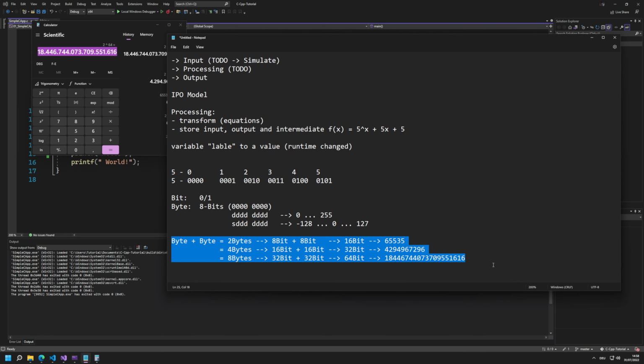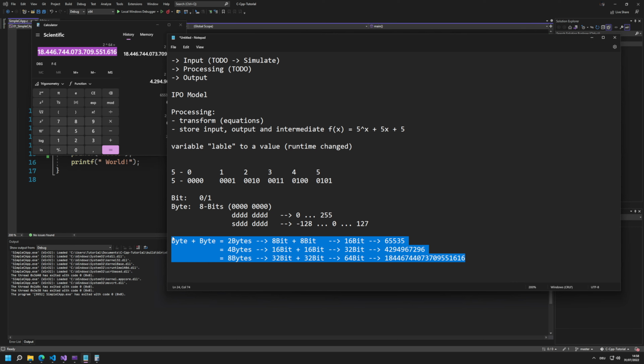So by basically just doubling the storage that you need, from 2 bytes to 4 bytes, doubling the storage, 4 bytes to 8 bytes, doubling the storage, we get way more numbers that we can deal with. Way higher numbers that we can deal with.